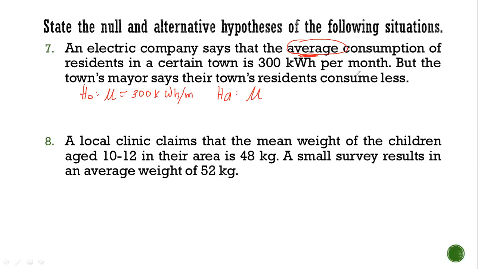Whereas for the other hypothesis, which is your alternative, okay, may direction ba? Obviously, may less ito. So, less. 300 kilowatt per hour per month. Okay? Next one, number 8. Number 8. So, mean. Ulit.